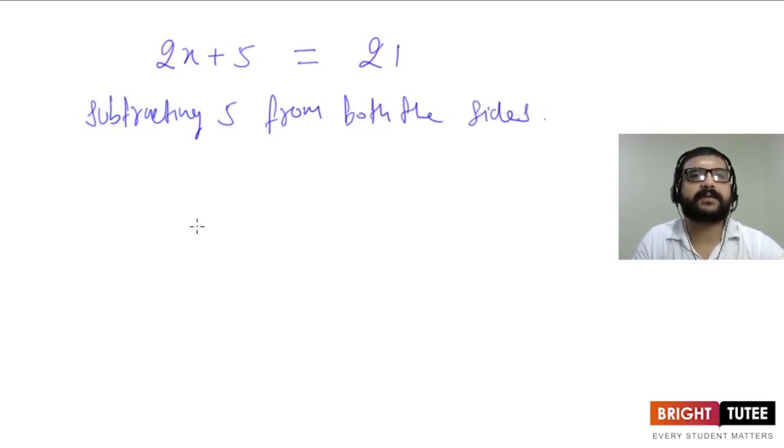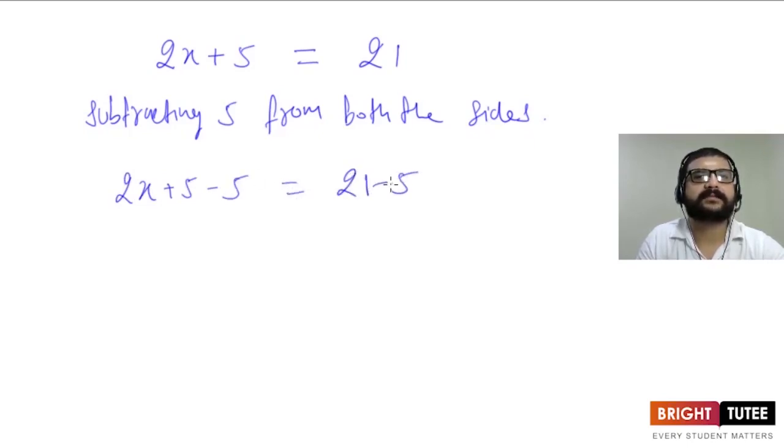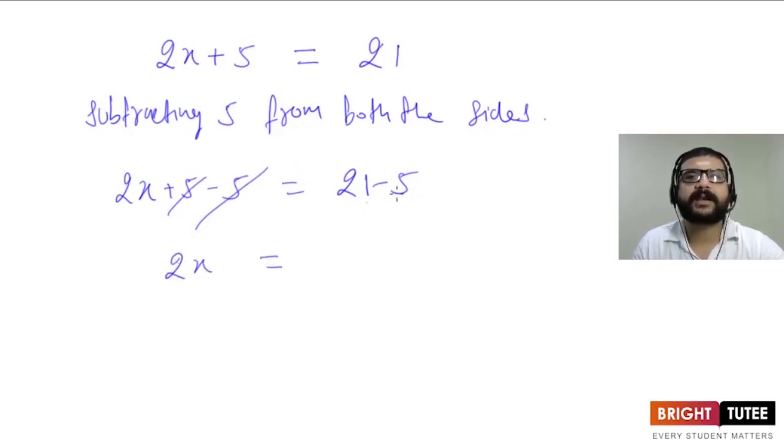Now what we will get by doing this? We will get 2x plus 5 minus 5 is equal to 21 minus 5. So plus 5 and minus 5 will be cancelled out. Now we are left with 2x is equal to 21 minus 5, which is 16.